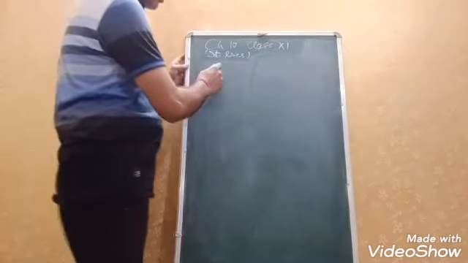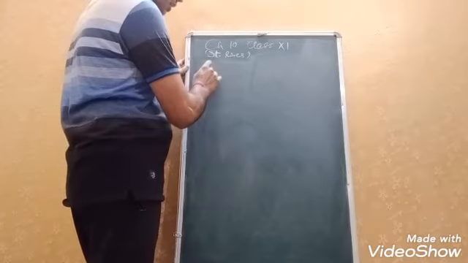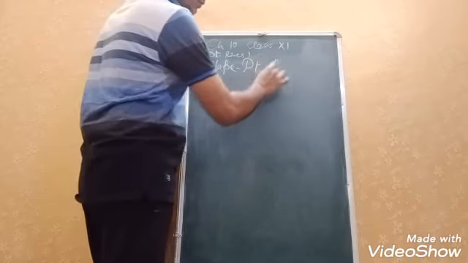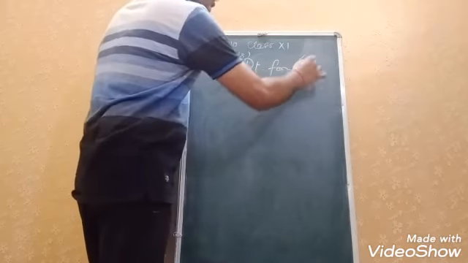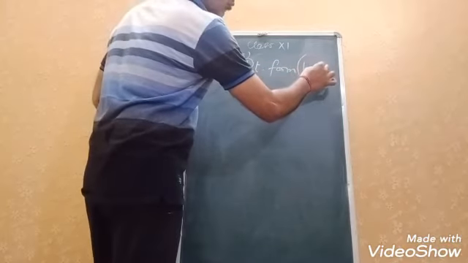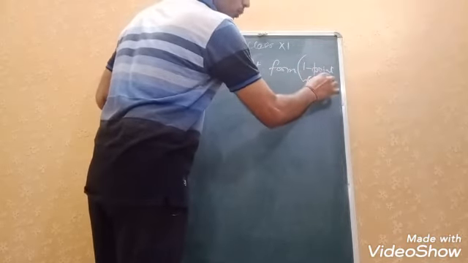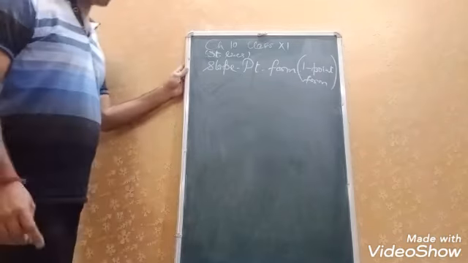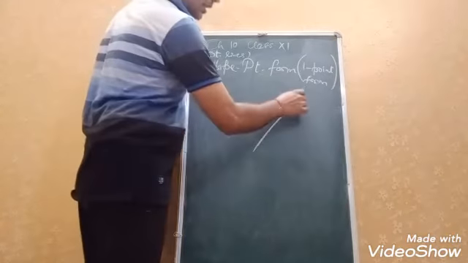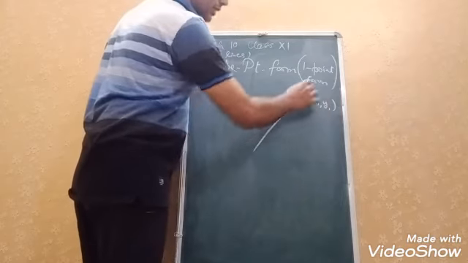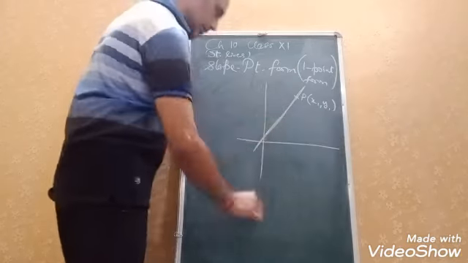Coming to next form of straight line, which is called the slope point form. In short, it may be called one point form, because one point on the line will be known to you. Say graphically representing, I am writing P, x1, y1, P, any point on this line which is like this.